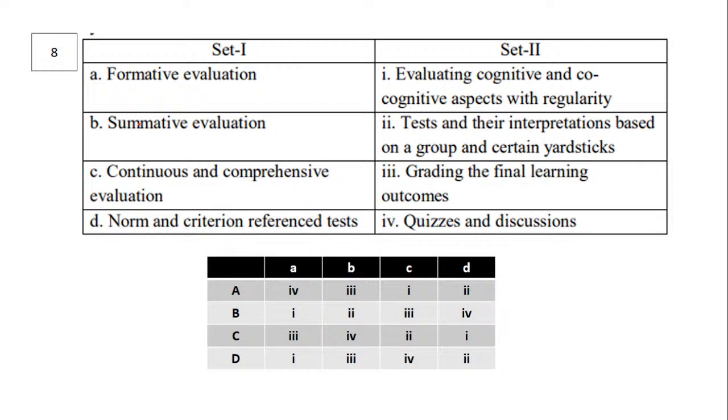We have evaluation systems in the form of formative evaluation, summative evaluation, continuous and comprehensive evaluation, which we just did, and norm and criterion referenced evaluation or test. Set A is given and set B is given, so you have to match them very well. We have done all of these very well. You know formative evaluation is done on a continuous basis, summative evaluation is done at the end, continuous and comprehensive evaluation is done for all the aspects, and norm reference is done to understand the status of an individual performer with respect to the performance of other individuals.